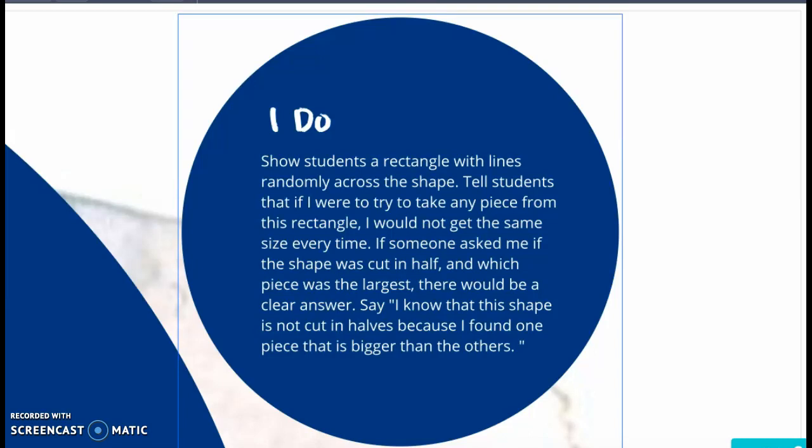Tell students, I know that this shape is not cut in halves because I found one piece that is bigger than the others. The purpose of this is to help students understand that a half is 2 equal shares.